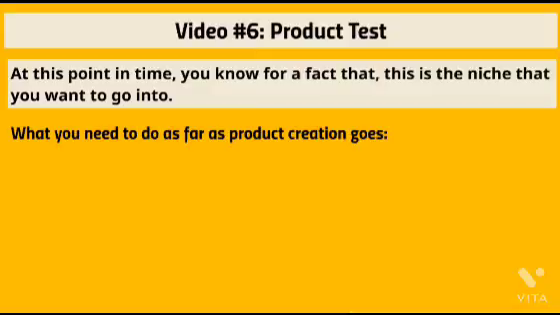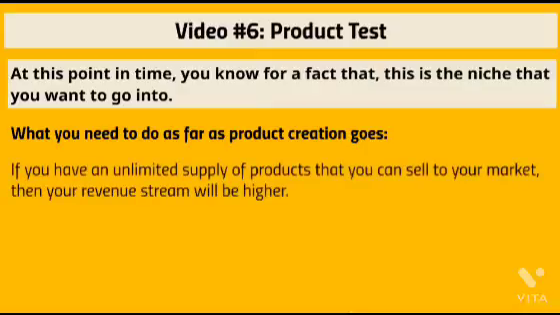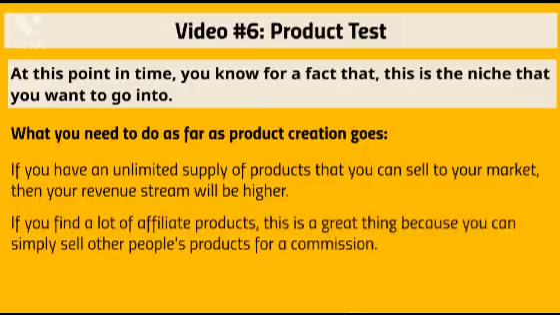So what you need to do as far as product creation goes is figure out if you have an unlimited supply of products that you can sell to your market. Because the more products that you have, the higher your revenue stream is going to be. Now, there are different routes that you can take. You can either find affiliate products, or in other words, products that other people have created, and you can direct your traffic, your bloggers, to them, and if they buy, then you get an affiliate commission. So you get a cut.